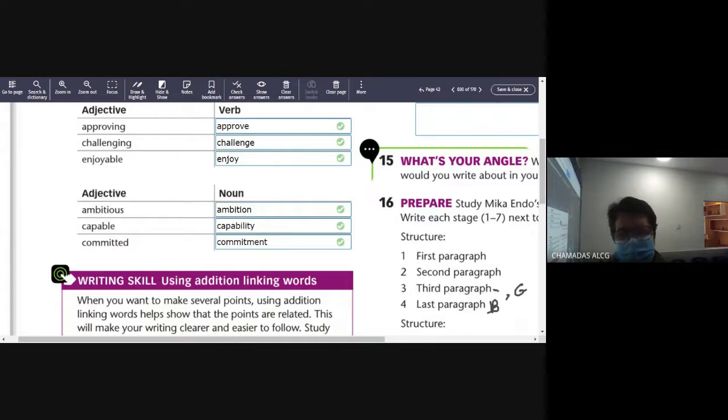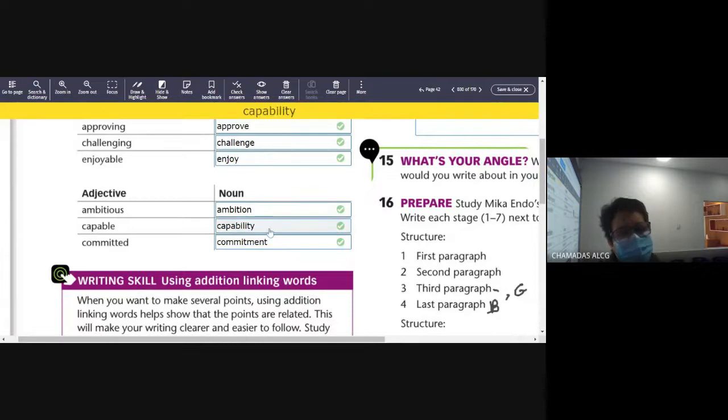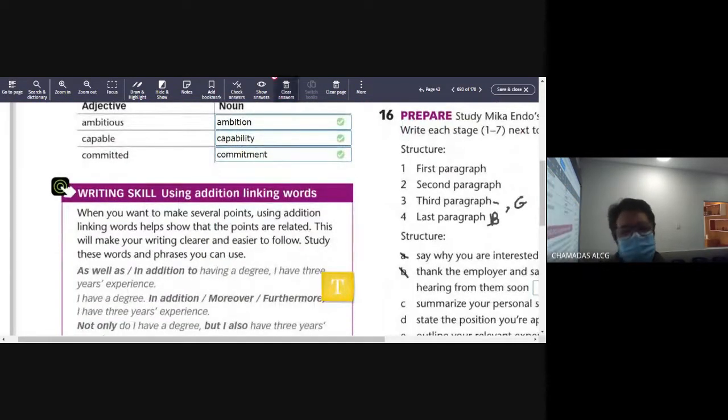All right, guys. So here we tried from an adjective to a verb. We have to remove the suffix. From an adjective to a noun, we have to add a suffix, right? So then we can play with the words.